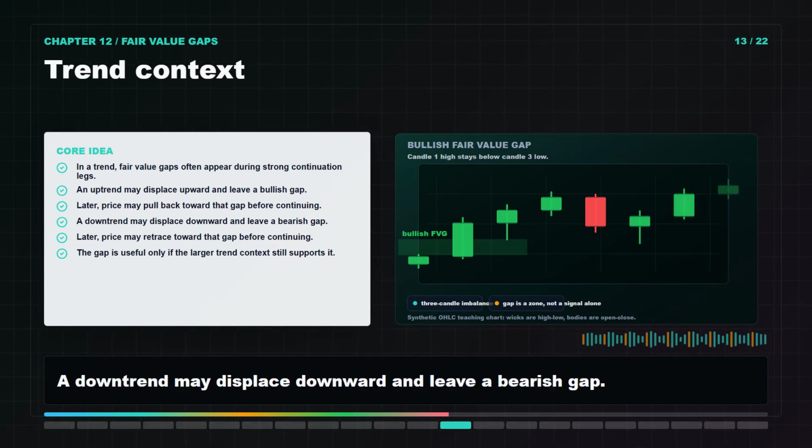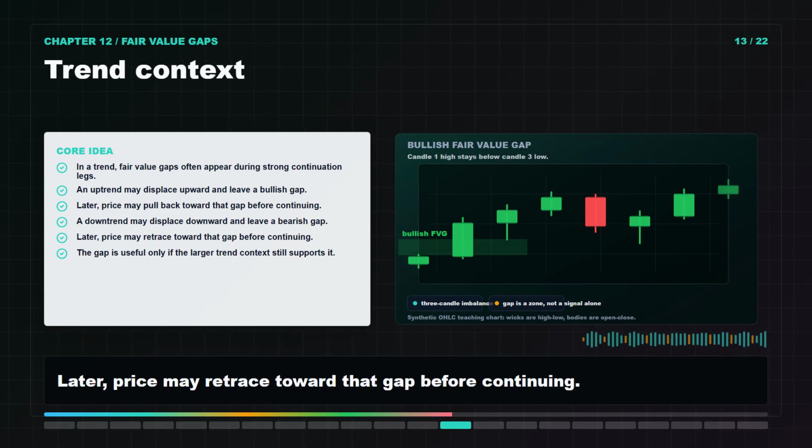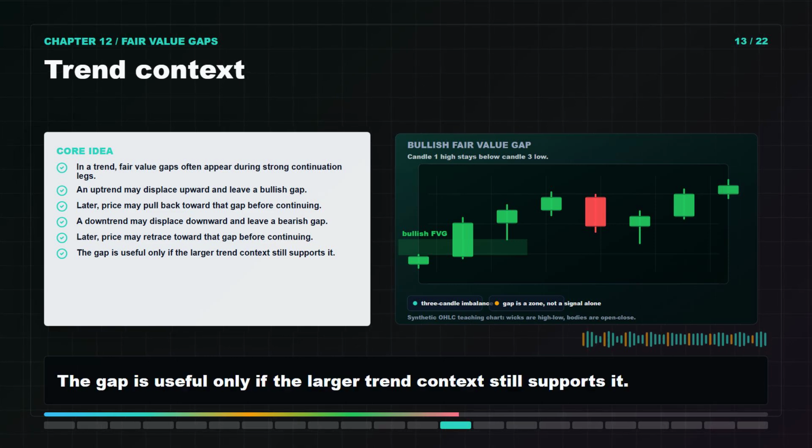A downtrend may displace downward and leave a bearish gap. Later, price may retrace toward that gap before continuing. The gap is useful only if the larger trend context still supports it.